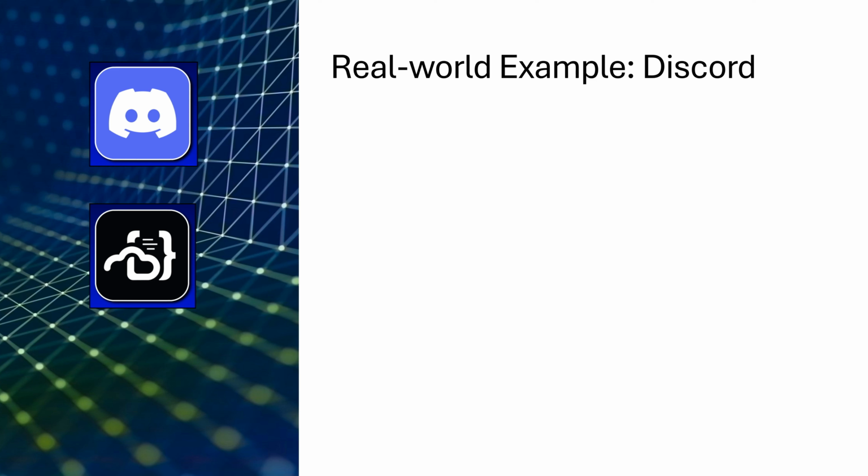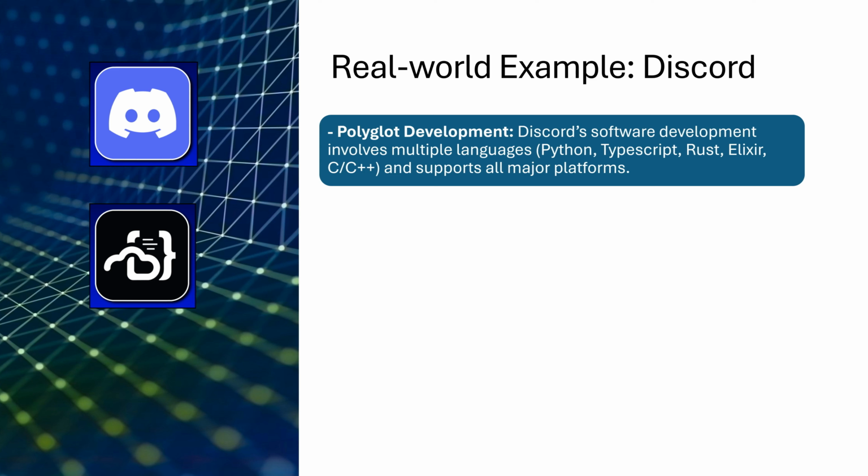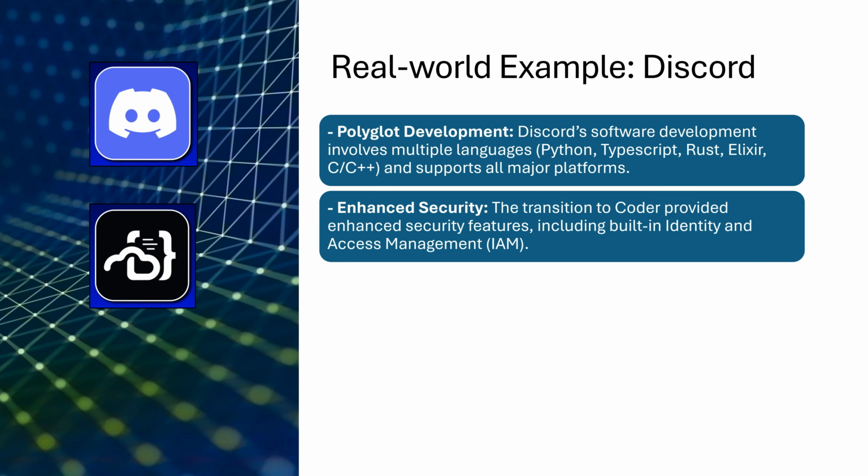Let's take a real-world example, and this time it's Discord. So Discord is really a polyglot development environment where the software development involves multiple languages such as Python, TypeScript, Rust, Elixir, C, and C++, and supports all major platforms. From an enhanced security point of view, transitioning to Coder provided enhanced security features, including built-in identity and access management. They were running on EC2 instances in AWS using Coder.